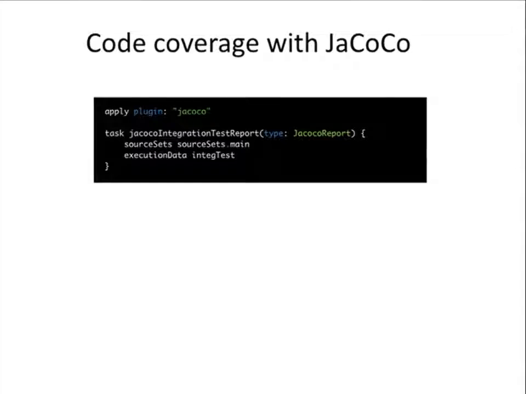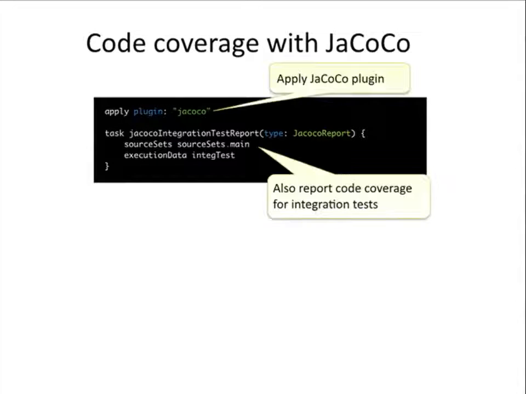We do some extra things here for the integration tests, because by default, the Java plugin doesn't even know anything about an integration test source set or a test task. That's why we have to create a new report task, and you can see the type is JacocoReport, which is part of the plugin, to also generate code coverage reports for the integration tests. So not only can you create code coverage for unit tests, you can create the same for integration tests as well.